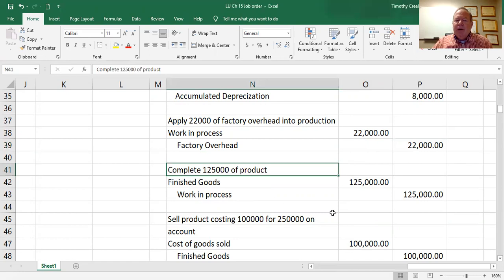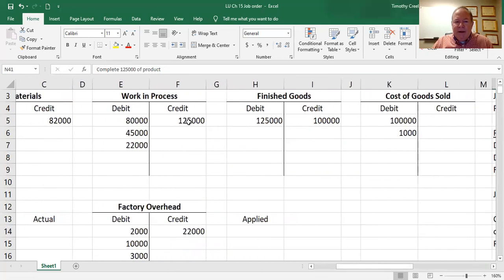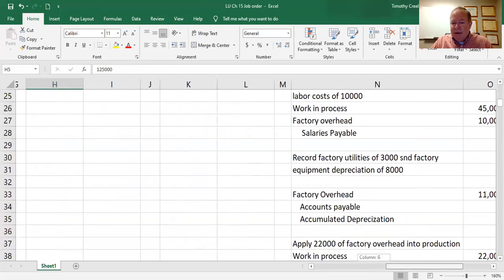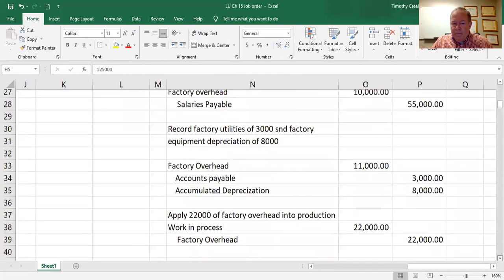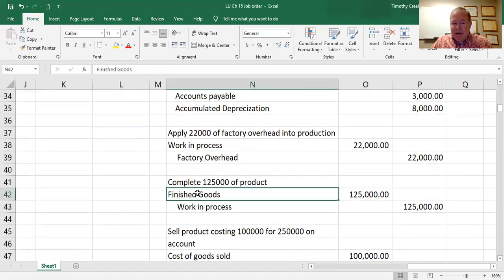So let's look at our next example. What if we complete $125,000 of product? If we're completing the product, it's moving out of work in process, and it's going to finished goods. So we would debit finished goods because it's going to finished goods. We would credit work in process because it's leaving work in process. So our journal entry would be just like what we saw here. It would be a debit to finished goods and a credit to work in process for $125,000.